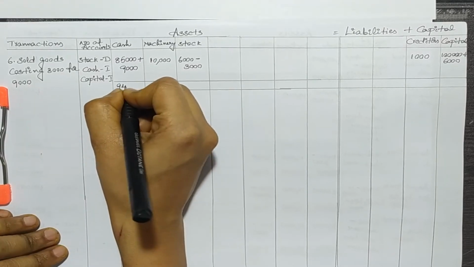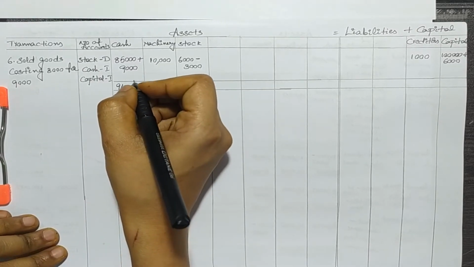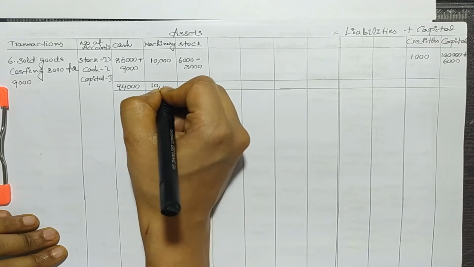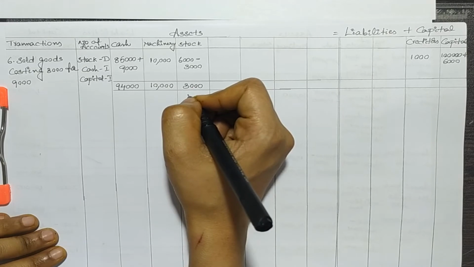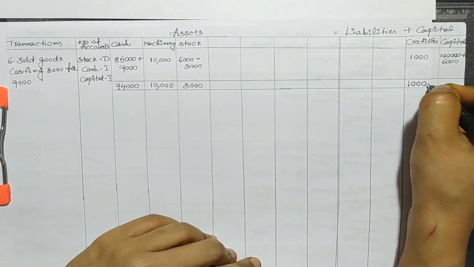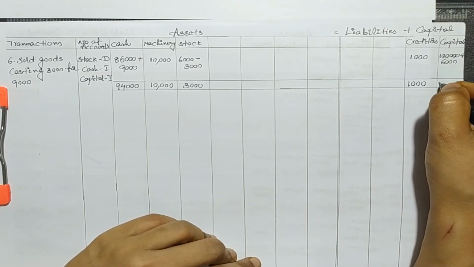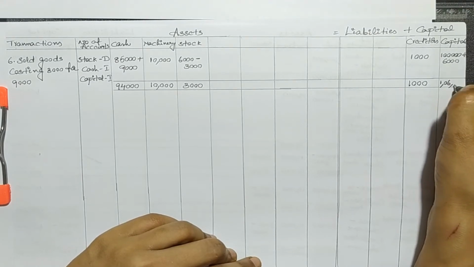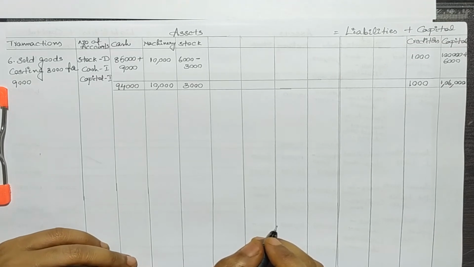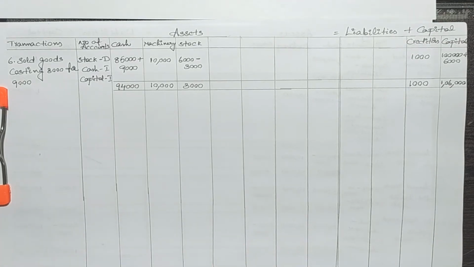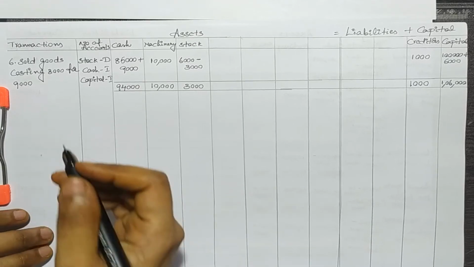After adding total sales value to the cash, the value is 94,000 and machinery value is 10,000 and stock value is 3,000. Creditors is 1,000 and for capital we have added 6,000, that is profit. So the capital value after adding the profit is 1,06,000. The asset side total is 1,07,000 and liability side total is also 1,07,000. Both the sides totals are matching with each other.